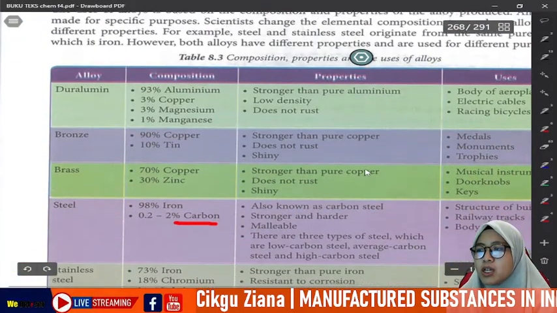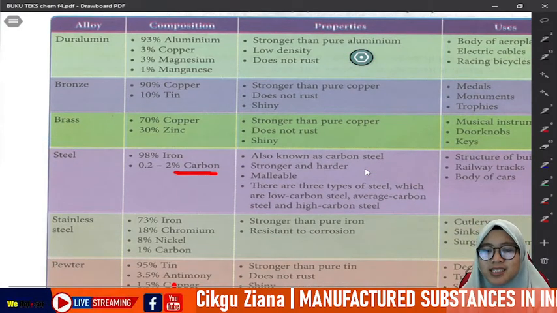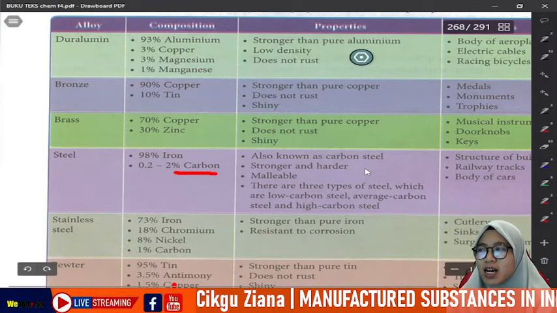So in this chapter, you must remember. Tak ada pilihan lah, mesti ingat. So aluminium, what the composition, what the uses. Kadang-kadang the question asks, dia bagi gambar aeroplane. So what is the aeroplane made of? Bagi apa? Alloy. The alloy used to make the body of the aeroplane is aluminium.